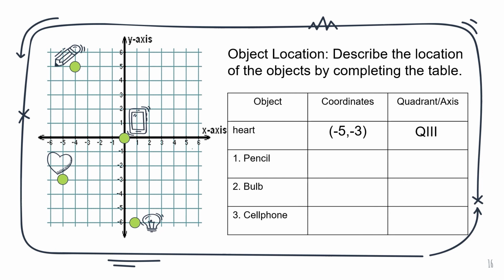Let us now check your answers. Number 1, we have the pencil with the coordinates (-4, 5), located at quadrant 2. How about the bulb? The bulb has a coordinate of (1, -6), located at quadrant 4. And number 3 is the cell phone. The cell phone is located at the origin with the coordinate (0, 0).